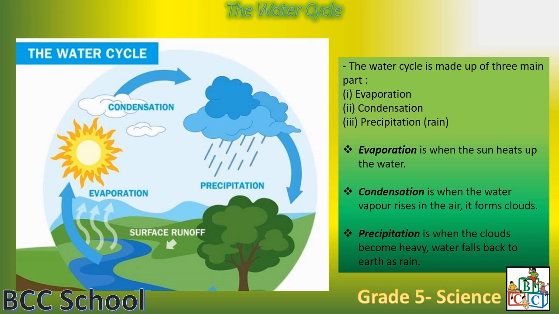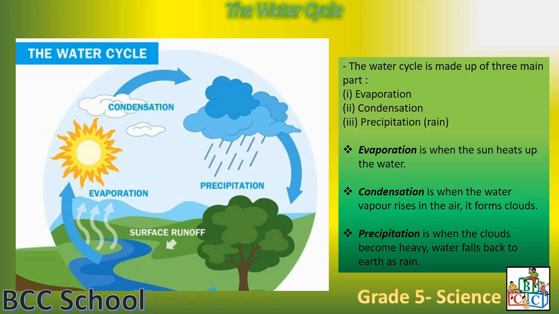Evaporation is when the sun heats up the water. Condensation is when the water vapor rises in the air, it forms clouds. And precipitation is when the clouds become heavy, water falls back to earth as rain.